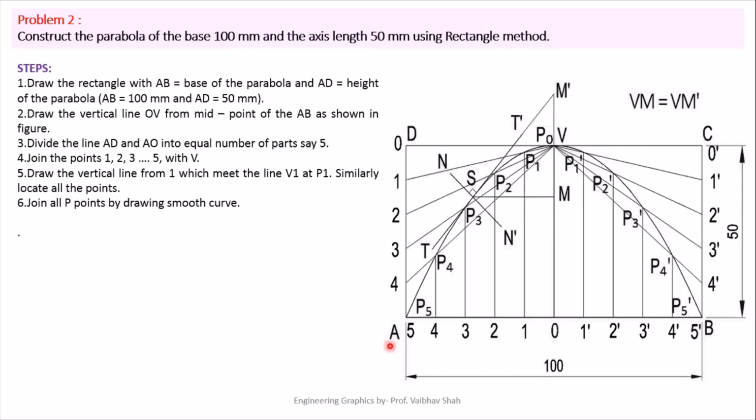We have to divide this portion AO and AD into some equal number of parts. Here let's say we are dividing both lines into 5 equal parts. We start numbering from point A as 5: 5, 4, 3, 2, 1, 0. Similarly, as we started from 5, we start numbering here once again from 5: 5, 4, 3, 2, 1, and 0. After that, we draw lines from each point touching the vertex point. So let us join 1V, 2V, 3V, 4V.